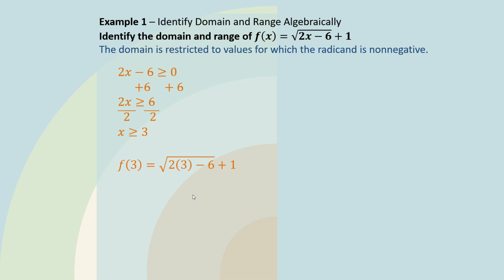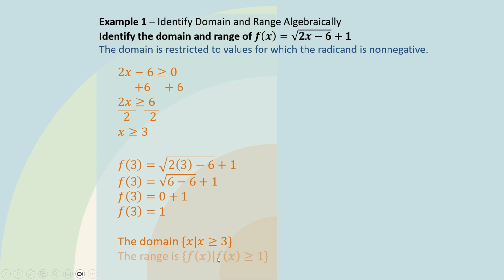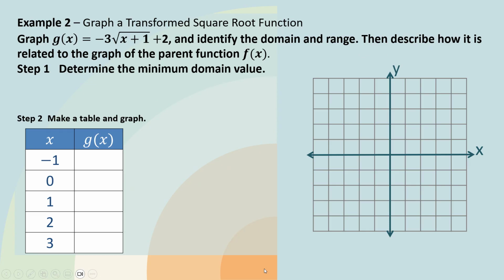Let's see what the y value is when we substitute in 3 for x. 2 times 3 gives us 6. 6 minus 6 is 0. And the square root of 0 is 0. And then we add 1. So (3, 1). Our domain is x such that x is greater than or equal to 3, and the range is f of x such that f of x is greater than or equal to 1.